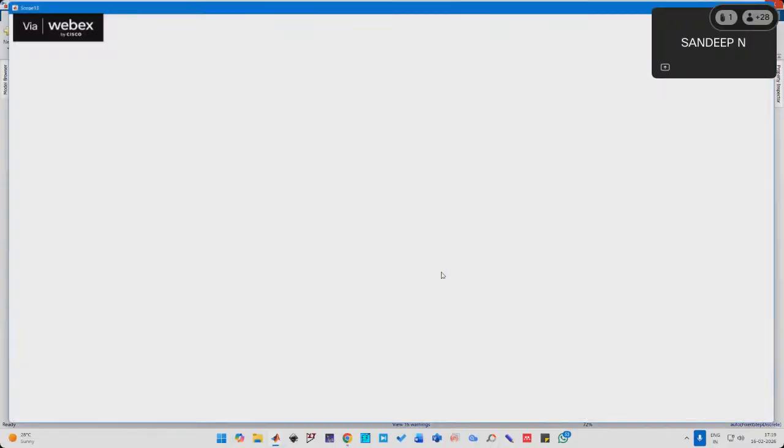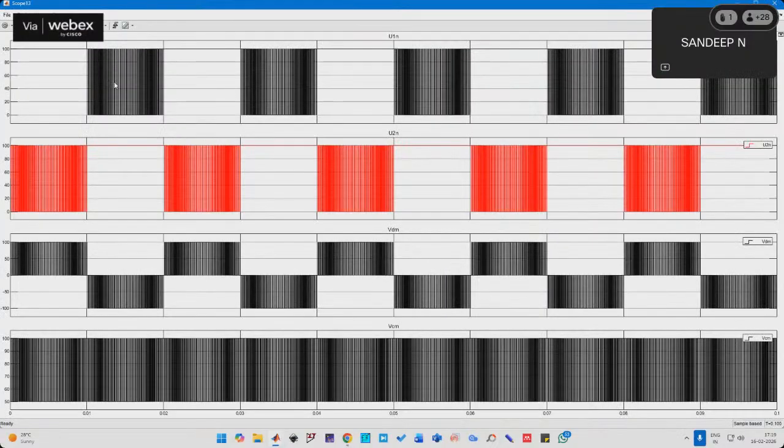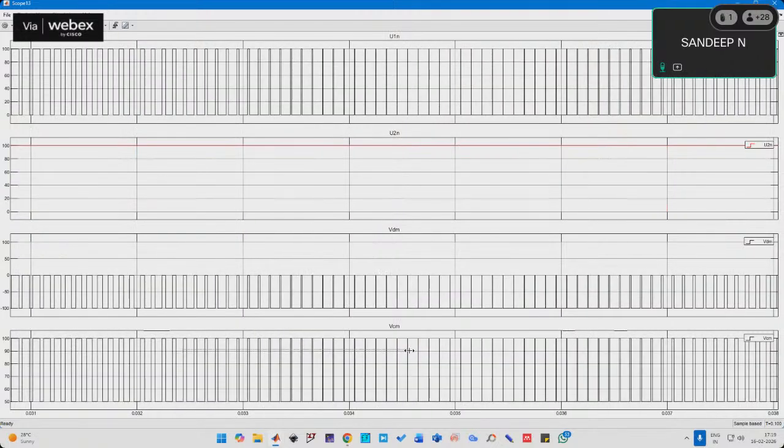And if you look at the leakage current, okay, this is what it looks like. This is your U1N, U2N. This is the definition, and this is the common mode voltage. You can see that the common mode voltage swings between UPV by 2 and UPV.